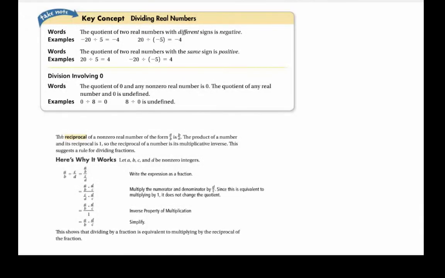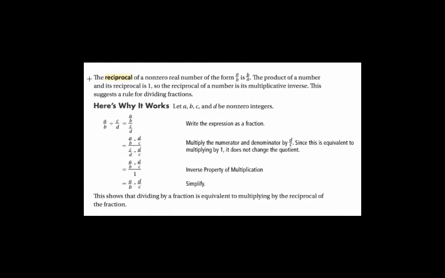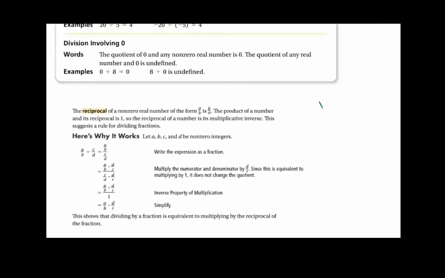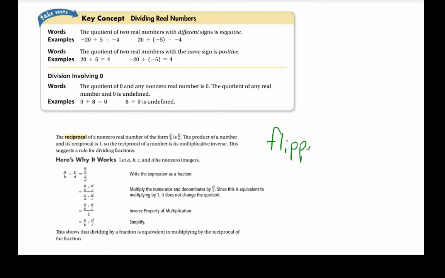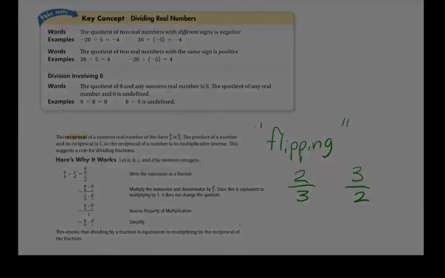Along with the multiplicative inverse that we just talked about in this division concept, we could look at the reciprocal. The reciprocal of a non-zero real number of the form a over b is b over a. A lot of times we call this flipping a fraction. And that's an okay word because the reciprocal of 2/3 is 3/2, and it looks like we flipped the fraction over, and that's okay to say, but reciprocal is a better word to use. It's a mathematical term. Flipping is not a mathematical term.